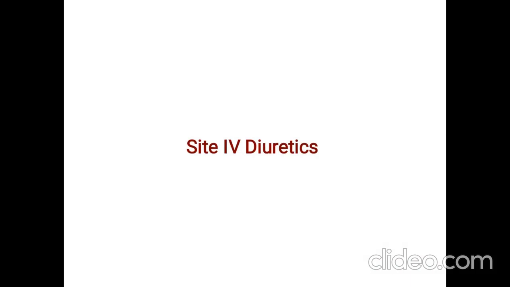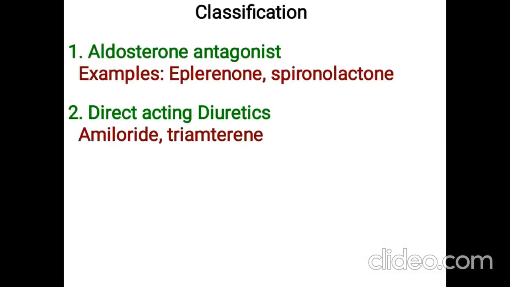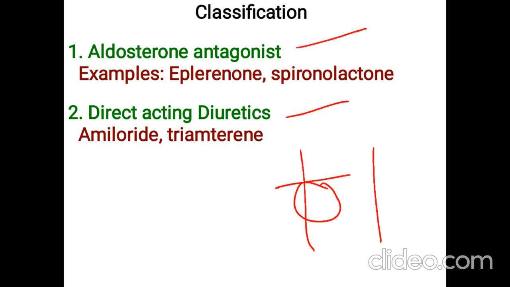So the drugs which act on site 4, that is the collecting tubules, are called site 4 diuretics. Site 4 diuretics are classified into two types, that is aldosterone antagonists and directly acting diuretics. As we have studied, in the collecting tubules a reabsorption of sodium takes place. From the collecting tubules of the nephron, the sodium ions exit and enter into the blood.